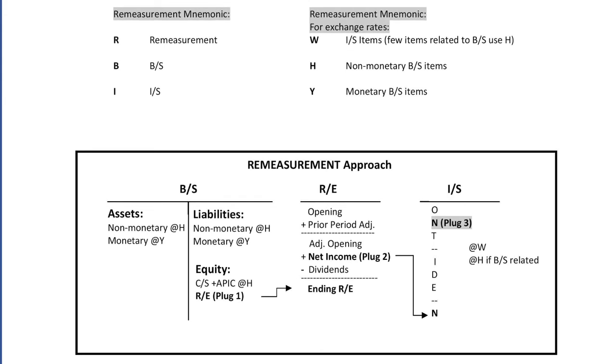Now under assets and liabilities for non-monetary items, so underline non-monetary for assets and highlight at H. Use historical exchange rate. Same rule for liabilities. So underline non-monetary and highlight at H. Historical exchange rate. But for monetary assets and liabilities, we're going to use the year-end exchange rate. So under assets, underline monetary, highlight at Y. Under liabilities again, underline monetary and highlight at Y. For equity contributed capital, we're going to use the historical exchange rate because that's non-monetary. So highlight at H.